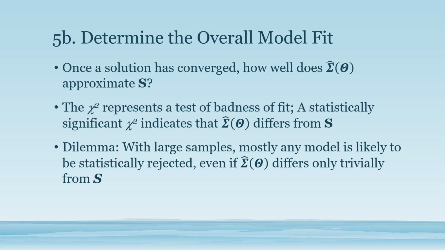When making the decision based on chi-square, we face a dilemma. That is, with large samples, which is typical for CFA tests, mostly any model is likely to be statistically significant. Therefore, based on chi-square, we will not get useful conclusions because most of the time chi-square is significant.